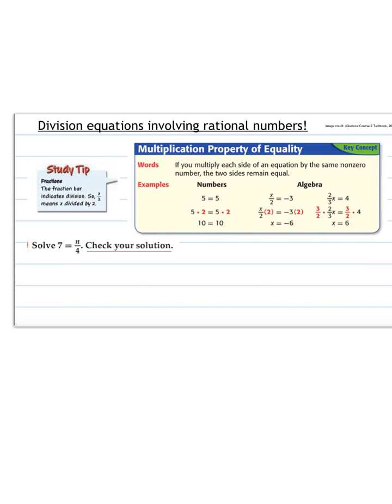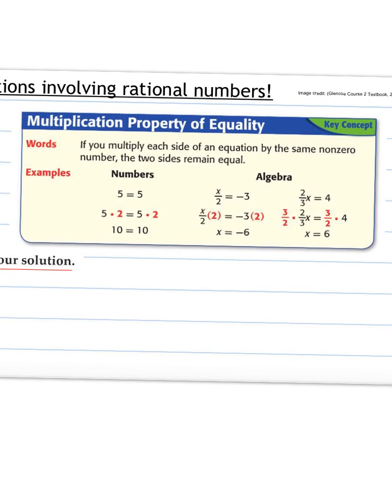All right, division equations involving rational numbers. Vocab here for you, multiplication property of equality. It says that if you multiply each side of an equation by the same non-zero number, the two sides remain equal. So just like with adding, subtracting, things like that, 5 equals 5, if we multiply both sides by 2, they are still equal to each other.